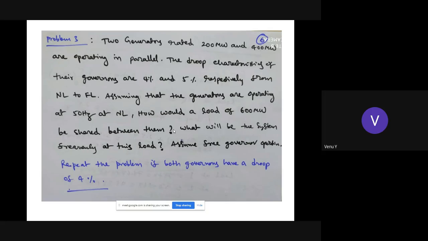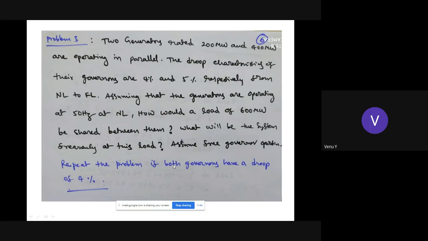If the total load on the system is 600 megawatts, then what is the load sharing between these two units? What will be the system frequency at this load? Find out the frequency f. f naught is given as 50 Hz. Assume free governor operation. Instantaneously the governor is operating. There is no time lag here.